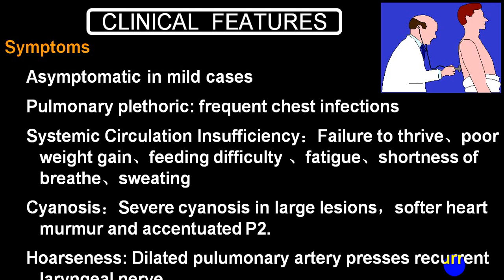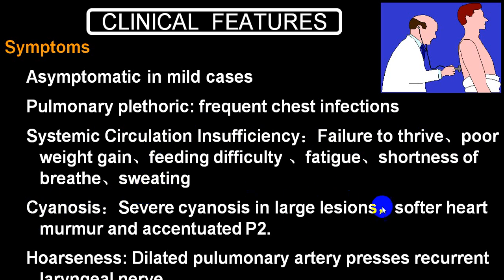Rogers defect will usually be asymptomatic, but the moderate and severe varieties will have increased blood flow from LV to RV, leading to pulmonary congestion and, secondary to that, recurrent respiratory tract infection. Secondary to that, the person will have decreased blood flow in systemic circulation, so failure to thrive, poor weight gain, feeding difficulty, easy fatigue, shortness of breath, sweating, etc. When there is a reversal of the shunt, the person will develop cyanosis.